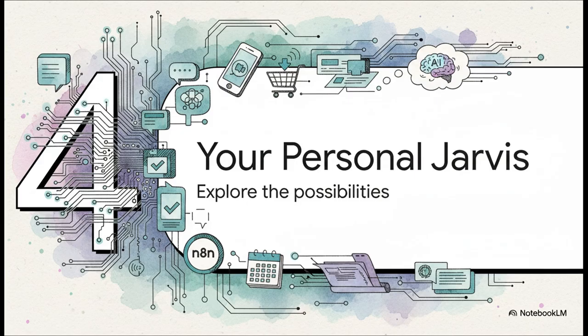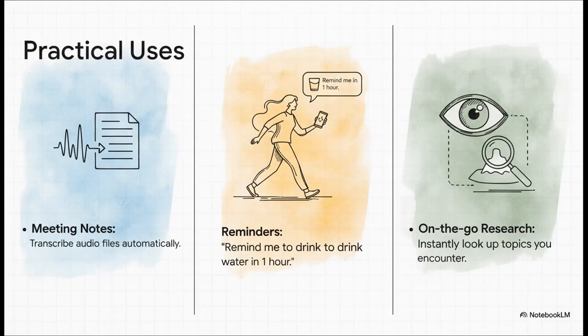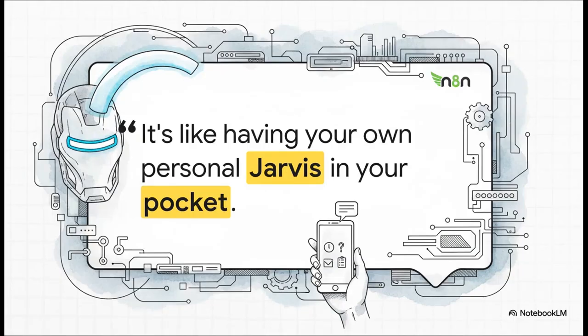Let's talk about what you can actually do with this new power. I mean, just think about the possibilities here. What if you could just forward an audio message to your bot and have it transcribed into text instantly? Or maybe you're walking down the street and you just tell your bot, "Remind me to drink water in 1 hour," and it just does it. You could see something interesting and ask your bot to research it for you right on the spot. It's an incredible feeling. It really is like having your own personal Jarvis, just like Tony Stark. You have this intelligent assistant that's always with you, ready to help with info, reminders, and tasks, all through a simple chat on your phone.